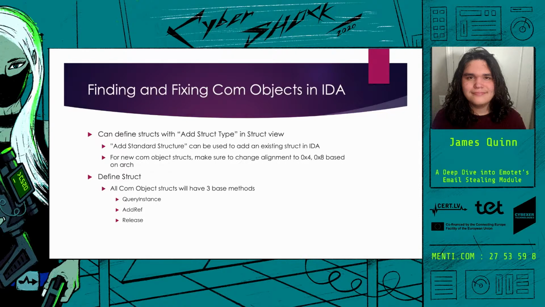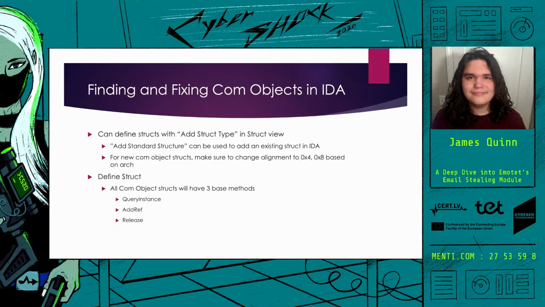For a brief rundown, you can define structures with the add struct type option in the structure view. You right click and then select add struct type. A new dialog window appears with a button that says add standard structure, and that can be used to add an existing struct in IDA. Once you've added a new structure into IDA, you'll need to change the alignment on the structure. If you're working with 32-bit, you'll need to change it to 0x4. If you're working with 64-bit, it'll need to be 0x8.